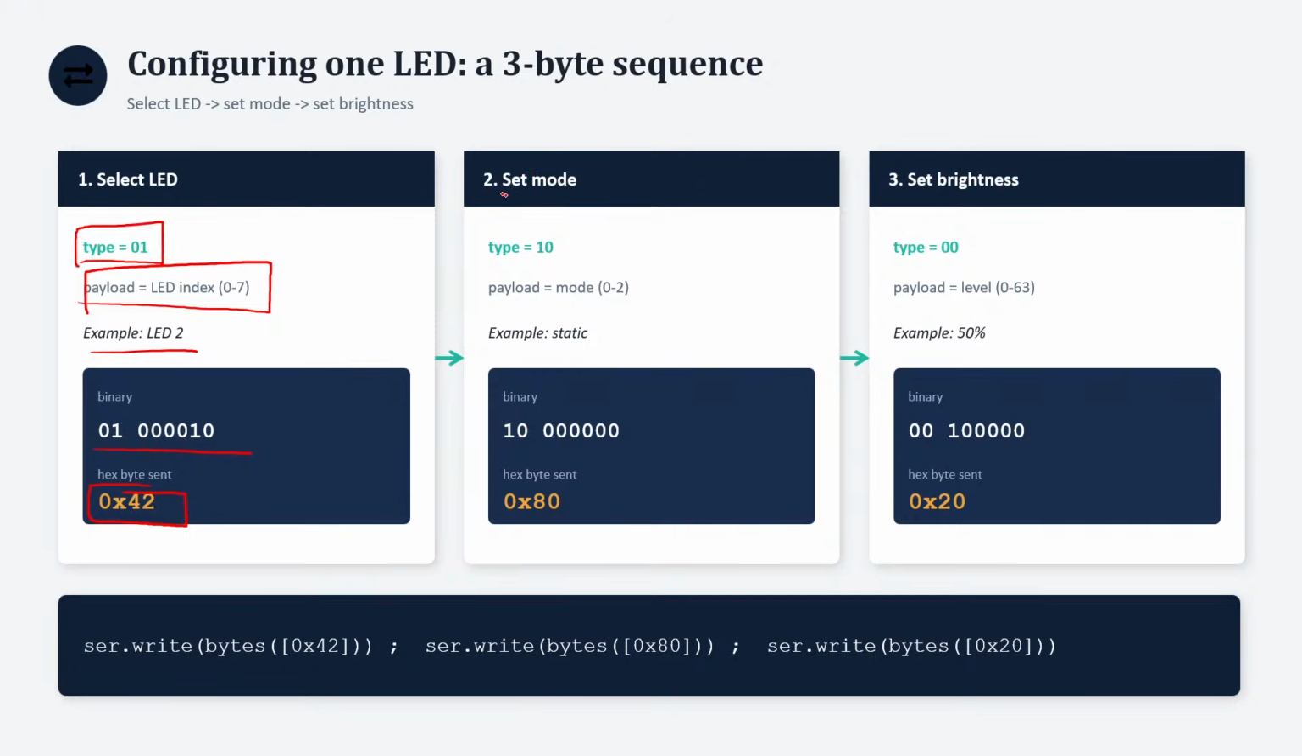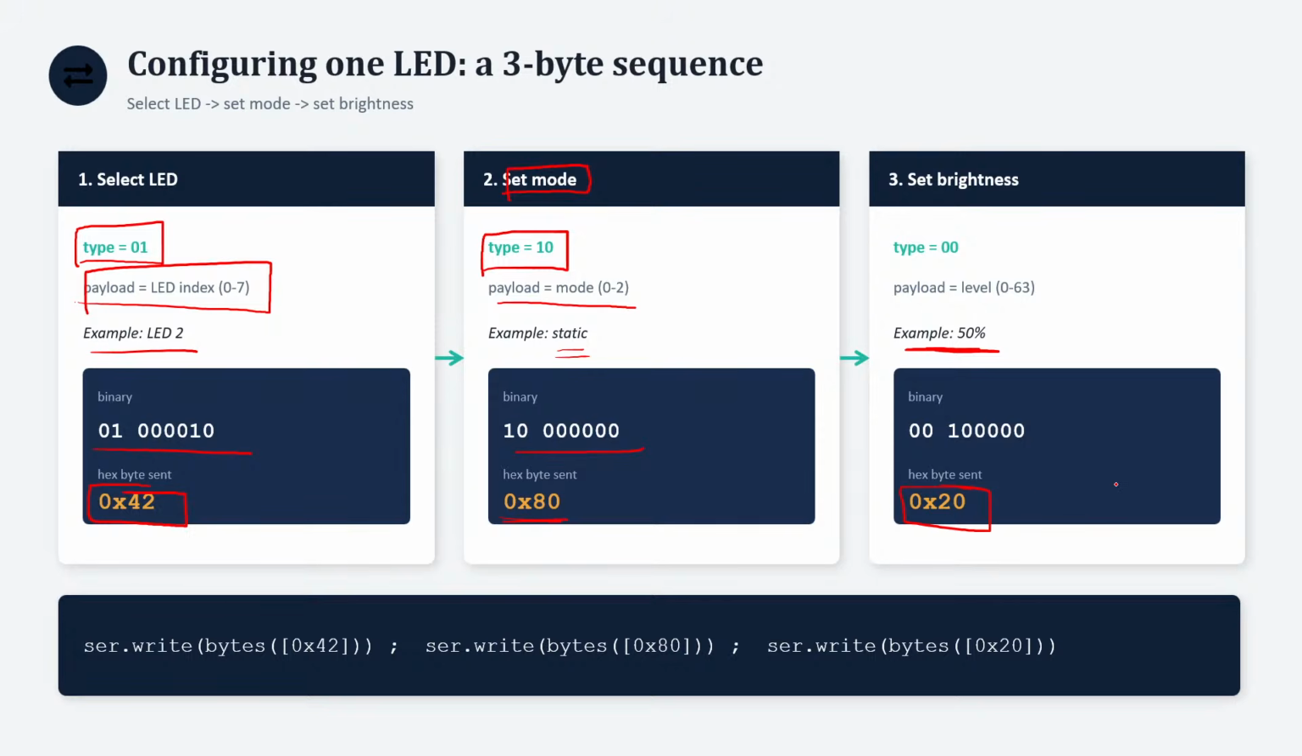Now, if I want to select the mode, I'm going to have type equal to 10, then payload is my mode, which is nothing but static. For static, I'm going to have all zeros. And if I want to select the brightness, for example 50% brightness, I'm going to send this particular information too. So this is how I'm going to send my particular byte of information.